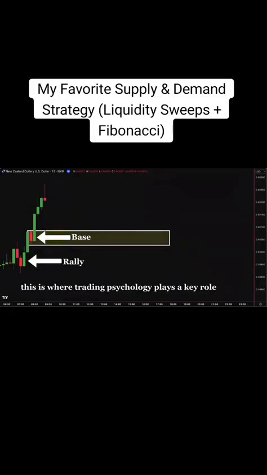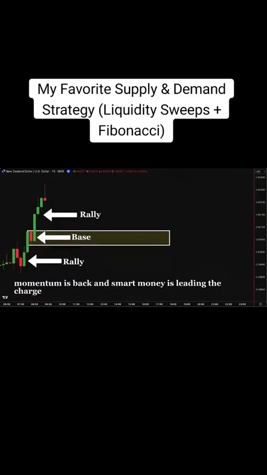This is where trading psychology plays a key role. While the average trader hesitates or expects a reversal, the professionals are positioning themselves for the next leg up. And once price breaks above the base, it's the confirmation we've been waiting for. Momentum is back and smart money is leading the charge.